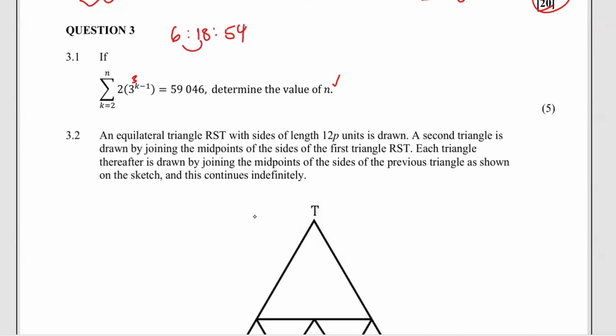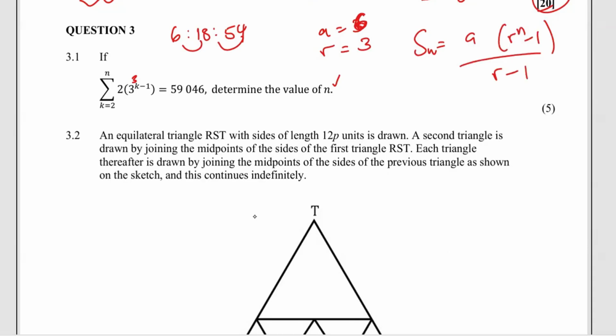So you can see that this is a geometric series, whereby our a is 6, and our common ratio is 3. So let's deal with the sum. We know that the sum of a geometric series is given as a times r to the n minus 1 over r minus 1. So where there is Sn, I'll replace it with 59046 and then do the magic.